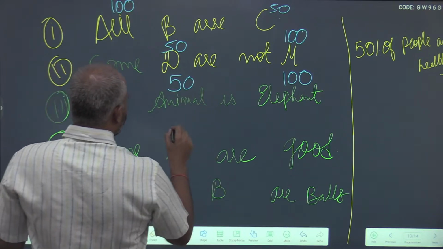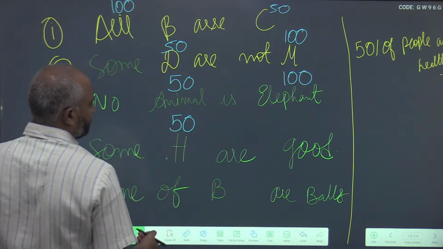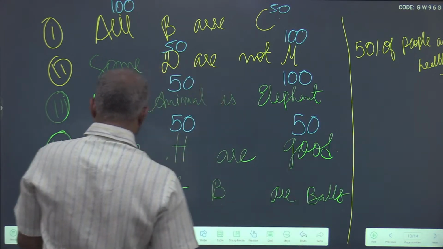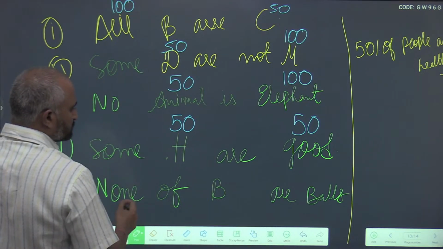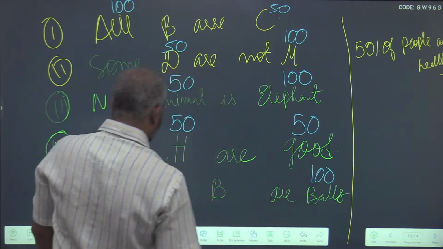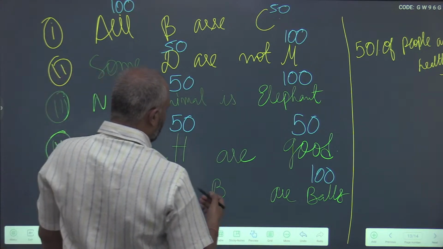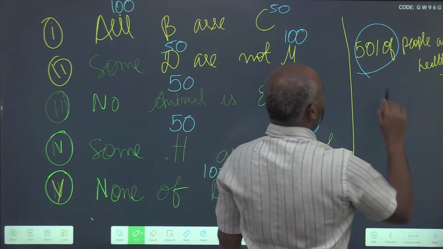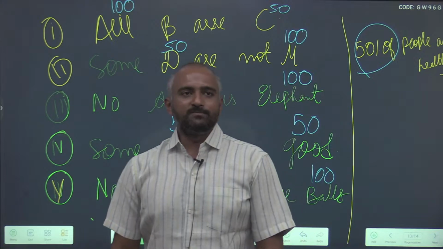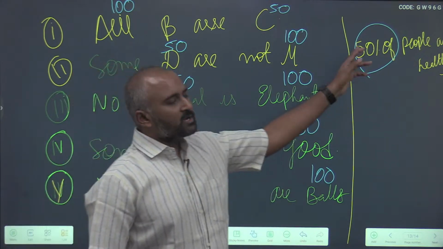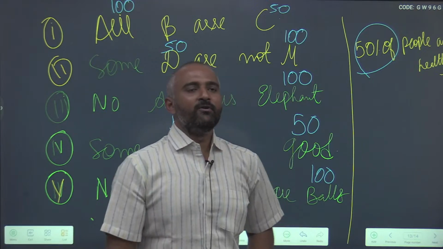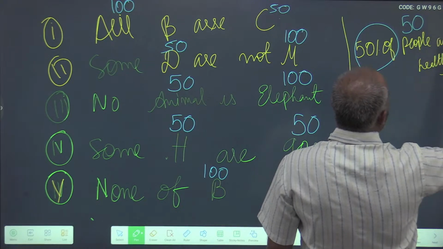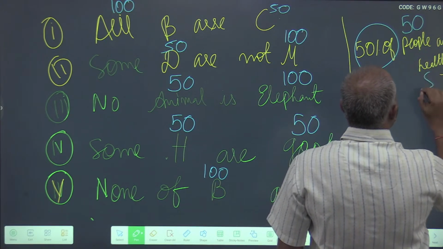Next, some. Subject is particular, that's why 50. Good: this is a positive statement, not negative, that's why this is also 50. Next, none. A negative statement, that's why the object is 100. And none is universal, that's why this is 100. Next, 50%. You need not be confused that they have given some objective measure or some number. This is referring to some part of a total group of people. So subject is 50, are healthy. This is a positive statement, so it is 50.